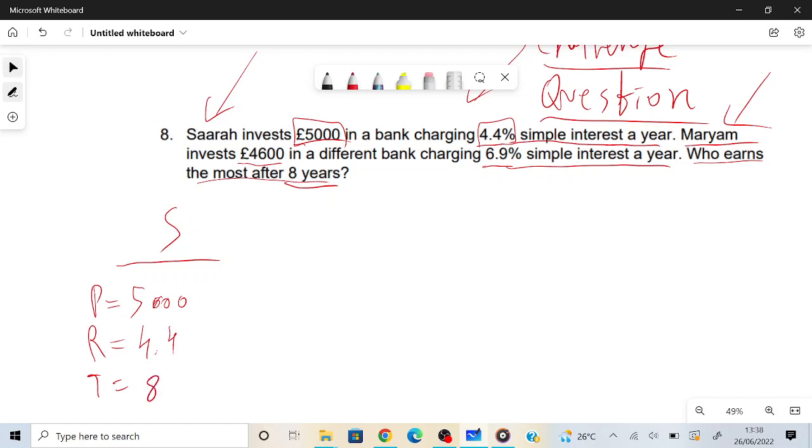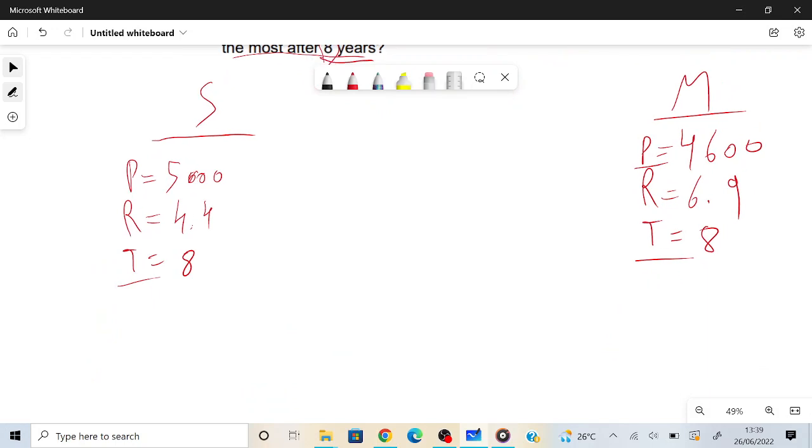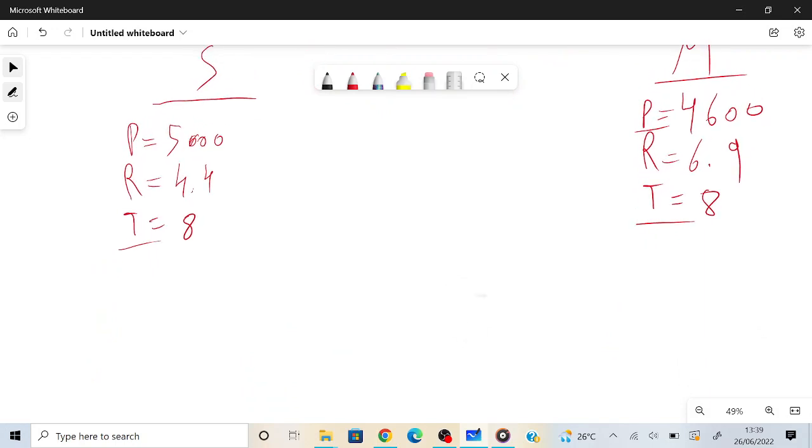Now let's have a look at Miriam. Let's label her M. For M, we need to know our P, we need to know our R, we need to know our T. So the amount Miriam invests is 4,600. The rate at which she invests is 6.9%. And the T for her is also 8 years because the question said who earns the most after 8 years. So 8 years is common to both. So now we need to do two different equations for the two different people. So let's do Sarah first.